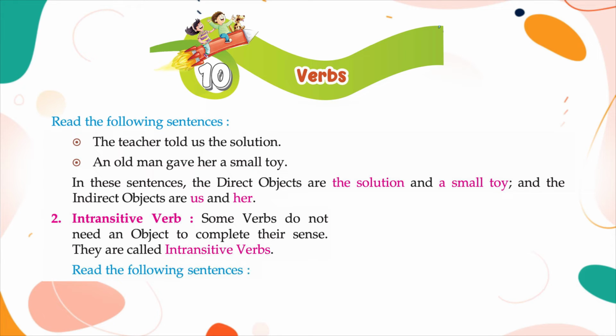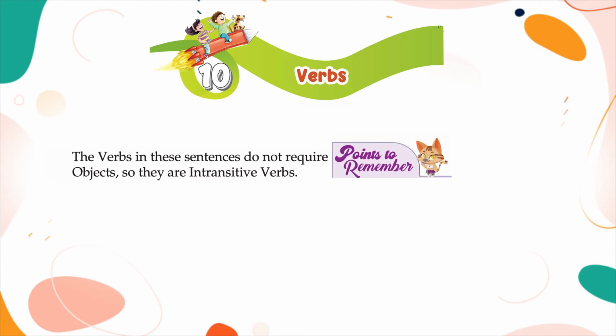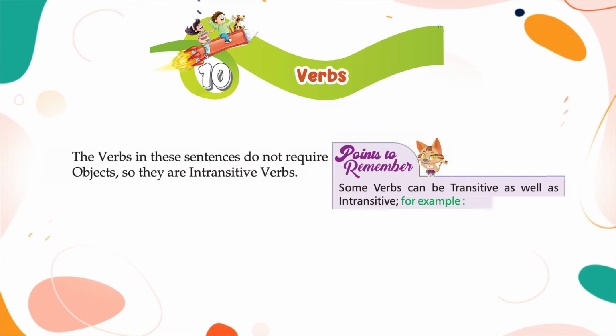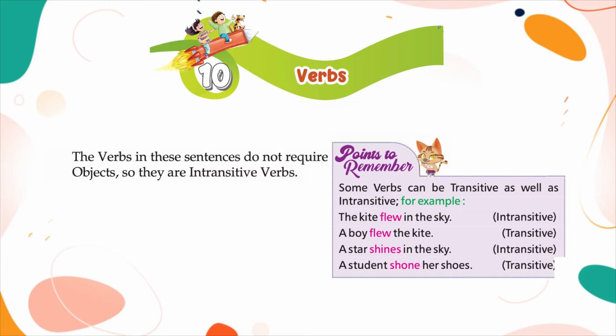Read the following sentences. The aeroplane was flying. Raman laughed loudly. The verbs in these sentences do not require objects, so they are intransitive verbs. Points to remember. Some verbs can be transitive as well as intransitive. For example, the kite flew in the sky. Intransitive. A boy flew the kite. Transitive. A star shines in the sky. Intransitive.